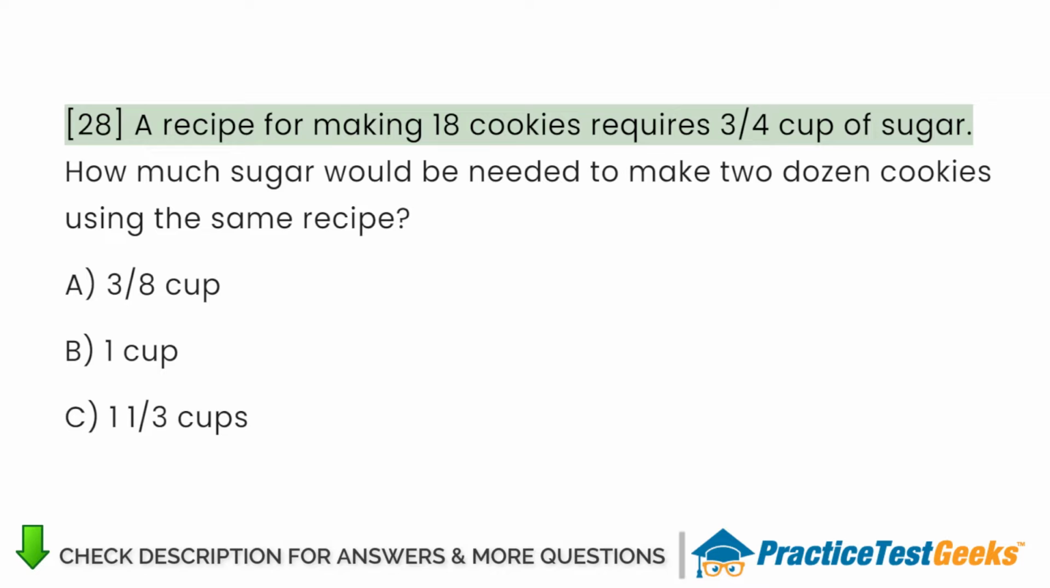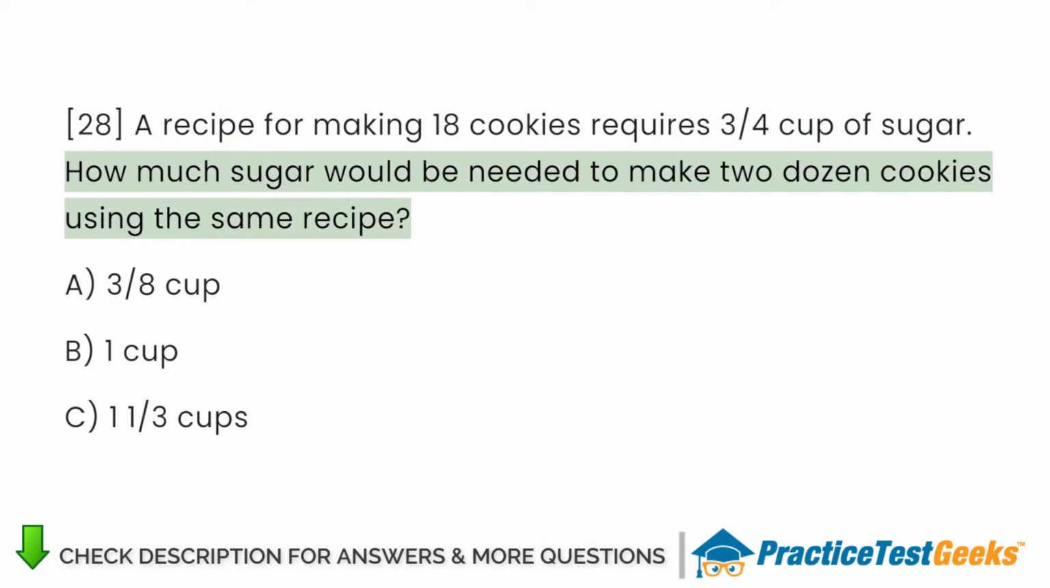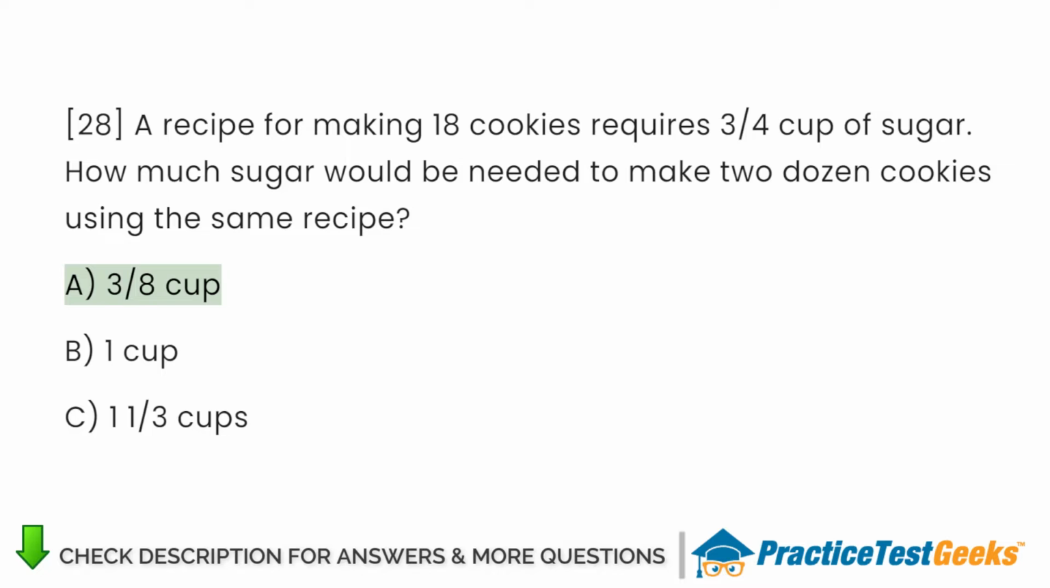A recipe for making 18 cookies requires 3/4 cups of sugar. How much sugar would be needed to make 2 dozen cookies using the same recipe? A. 3/8 cups. B. 1 cup. C. 1/13 cups.